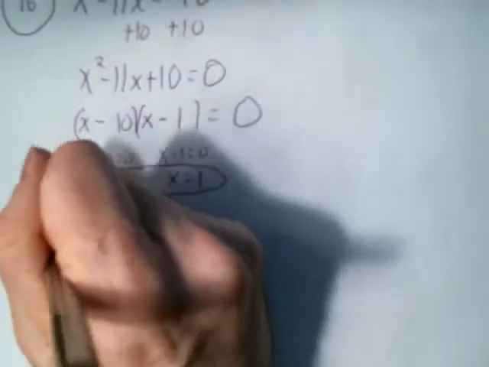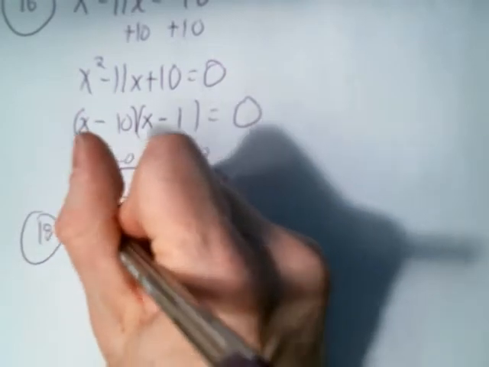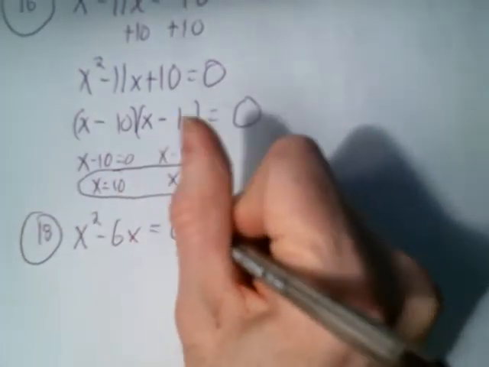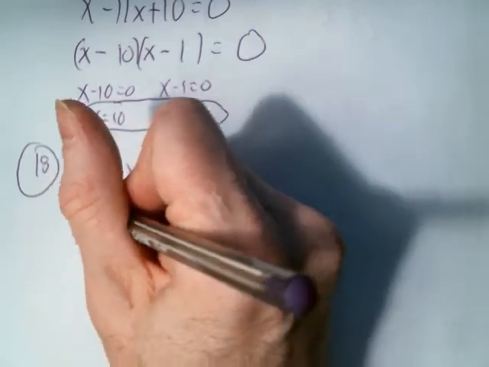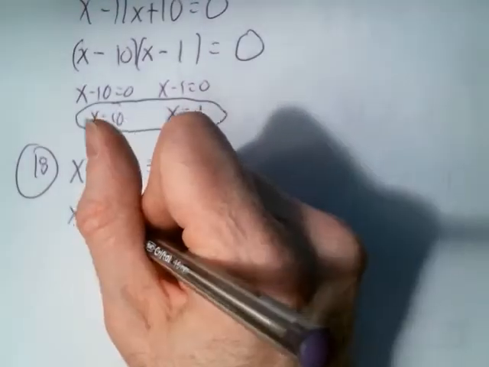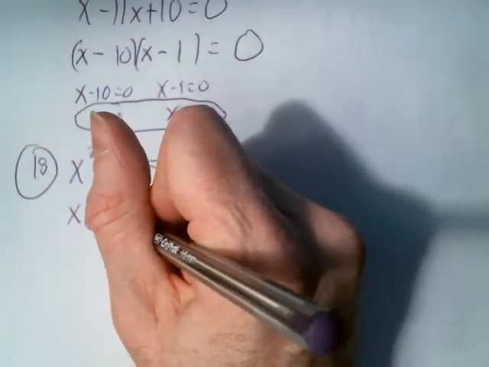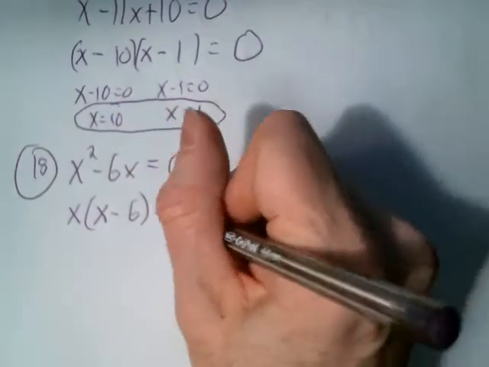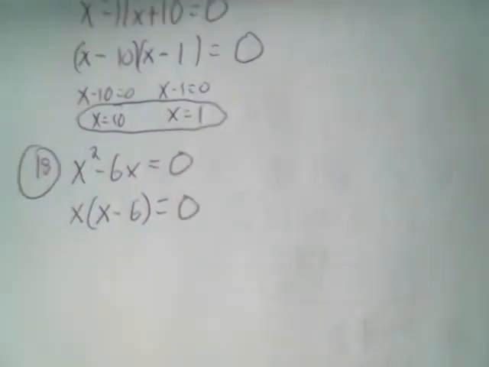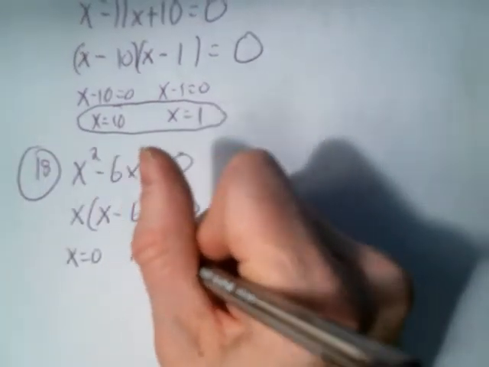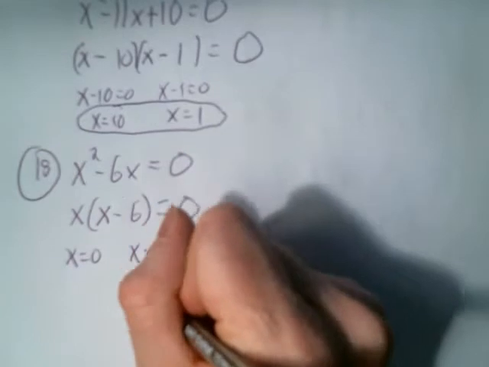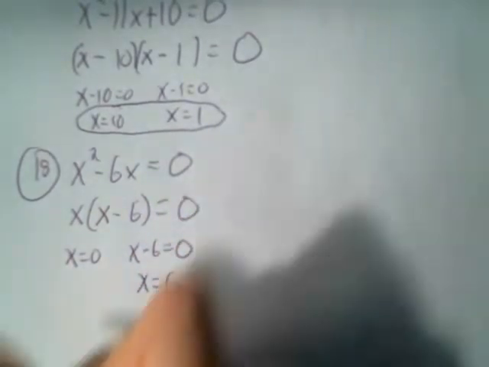Number 18. You just got to factor this one. So it's not a typical kind of reverse FOIL or anything. You just factor out the GCF, which in this case is x, and then set each part equal to 0. So either x is 0 or x minus 6 is 0. In other words, x is 6 or x is 0.